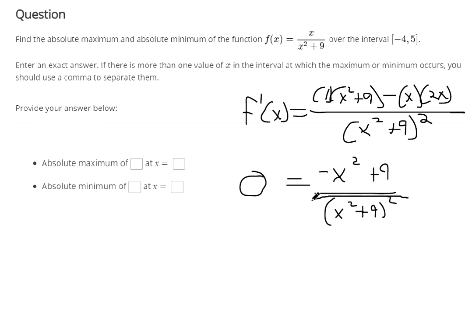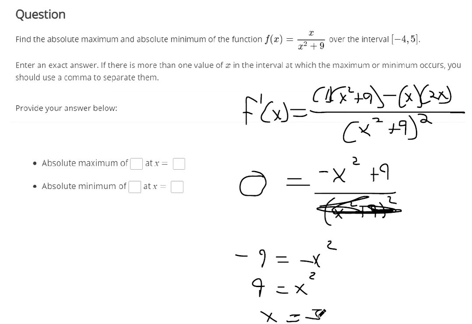Multiply both sides by x squared plus 9 squared. That gets rid of this. We have a smaller equation to solve. Subtract that 9 from both sides. Divide -1 from both sides and take a square root, so we get -3 and +3. So we have 4 values to test. X equals -4, x equals -3, x equals 3, and x equals 5. So maybe make a table. So -4, -3, 3, and 5.